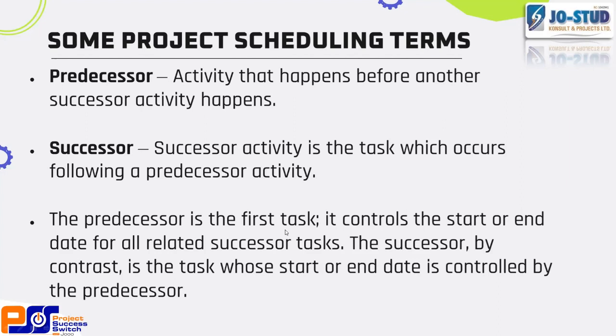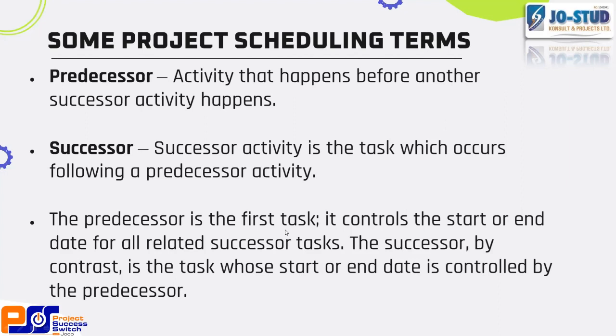Now, what I'm trying to say here, it controls the start or end date for related successor tasks. I will explain this later. The reason is because if you begin to schedule on MS Project, there is what we call task dependencies. Usually, you can make a note of this. Usually, the successor tasks are dependent on the predecessor tasks. So, in scheduling successor tasks, as much as you can, link it to your predecessor tasks.